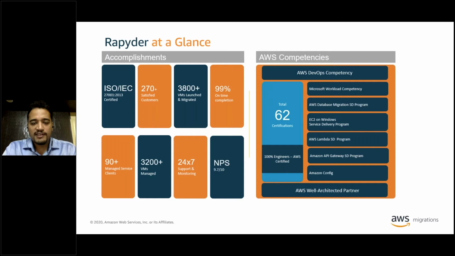Microsoft workload competency, which we have got through multiple projects that we have done with respect to Microsoft workloads. AWS database migration program. That is something that we have achieved where we are using Database Migration Service to migrate workloads, both heterogeneous and homogeneous migration. That is MySQL to MySQL, SQL Server to MySQL, etc.